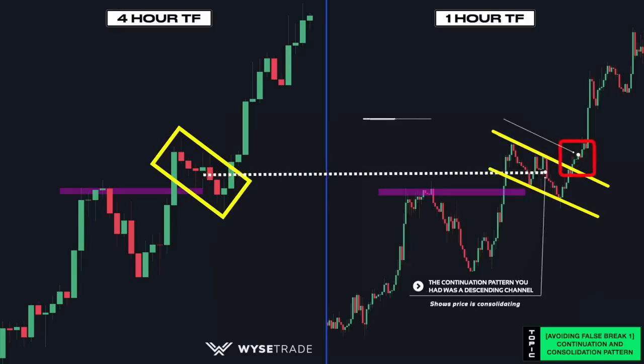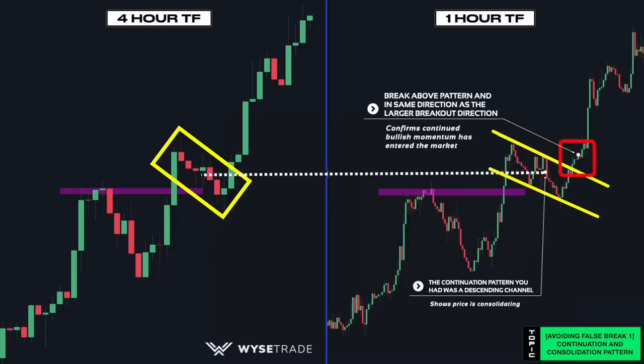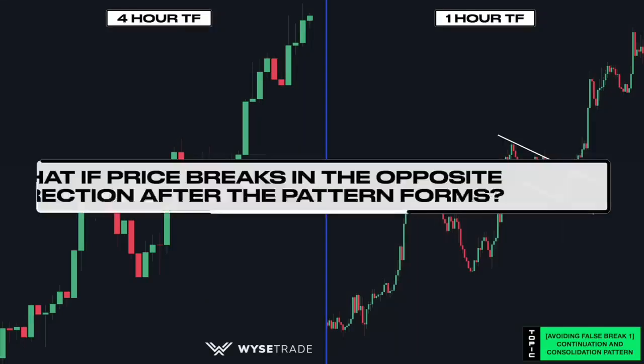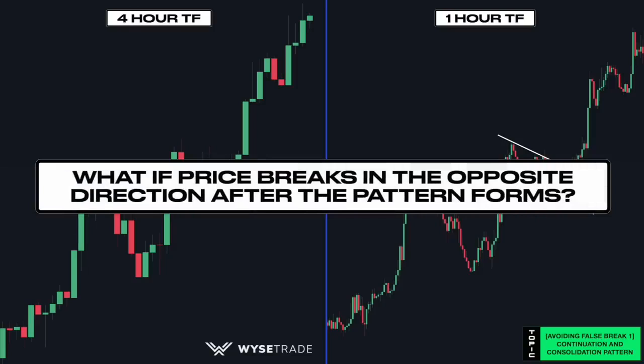Then once price broke above the pattern and in the same direction of the larger breakout direction, this shows that continued bullish momentum has entered the market and that the consolidation has ended and that this is not a false breakout but a real breakout. This is then when you would look for a long trade entry point. Now, what happens if price breaks in the opposite direction after the pattern forms?